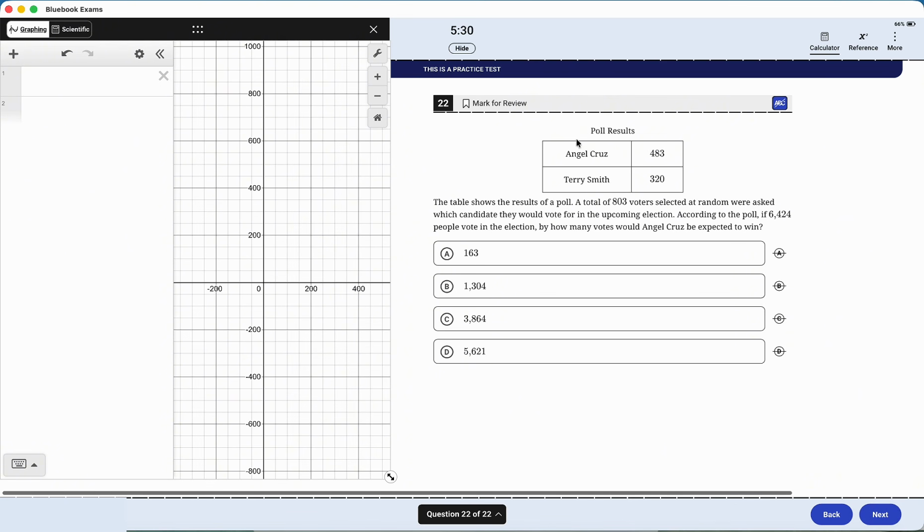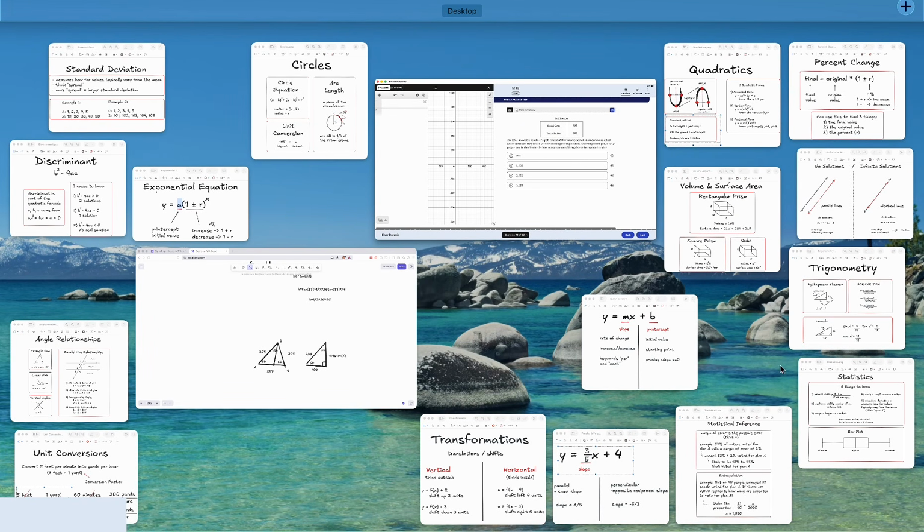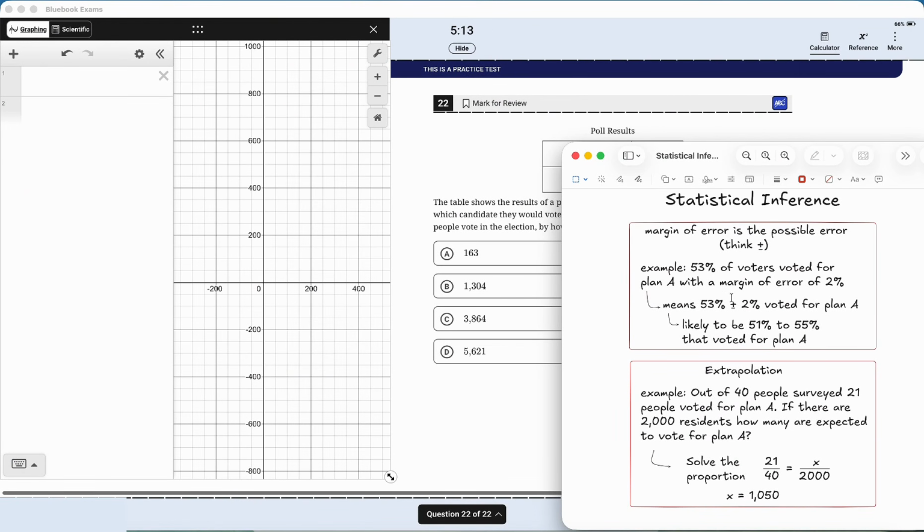Last one here, we got these results, and it says the table shows the results. 803 voters were asked which candidate they did vote for. According to polls, 6,424 people voted in the elections. By how many votes would Angel Cruz be expected to win? Okay. So this is statistics and statistical inference, right? So basically, you want to extrapolate these poll results into the actual results.